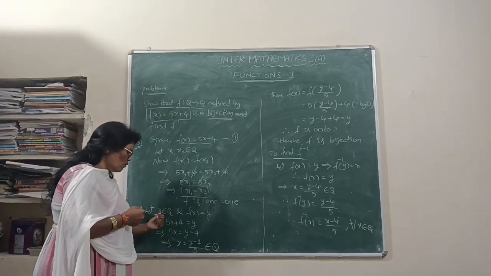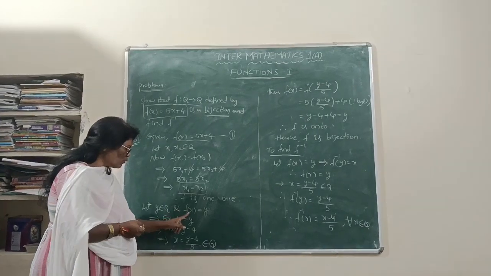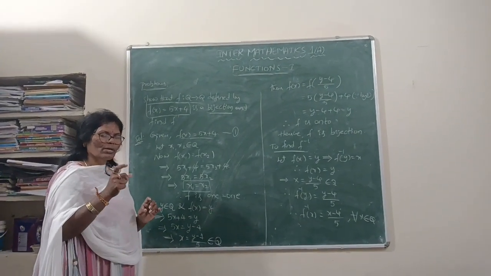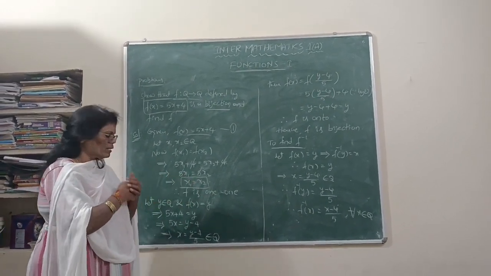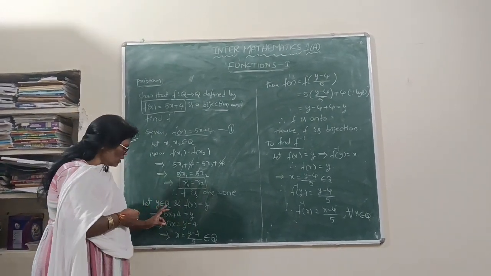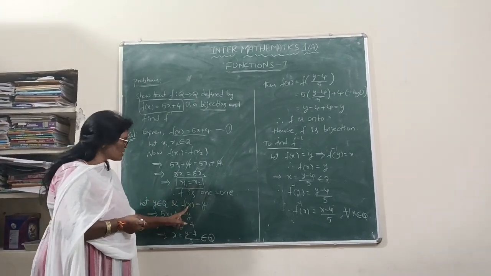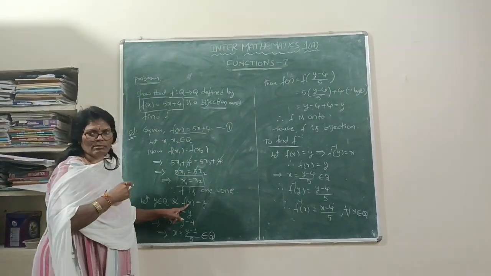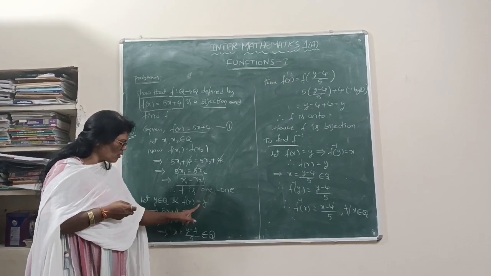Let y be an element in Q, and take f of x equal to y, because by the definition of onto, every element in the codomain should have a pre-image in the domain. Here y belongs to Q, and I am taking f of x equal to y. By the defining function, f of x is 5x plus 4. So write 5x plus 4 is equal to y.